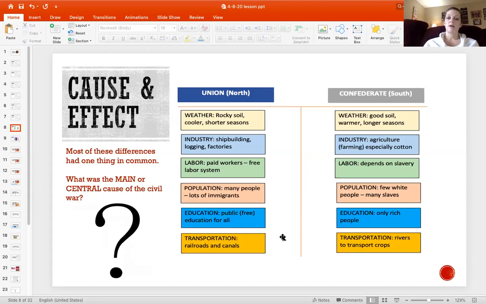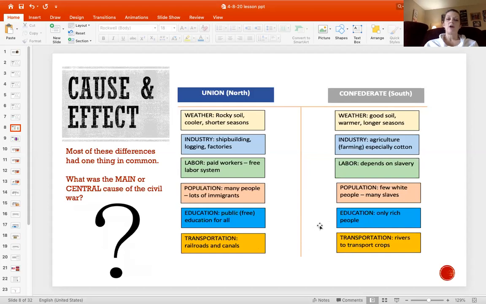And lastly, in the Union or the North, for transportation, roads and canals, they were able to build those railroads and canals because a lot of the rivers in the North were very fast and very narrow. However, the rivers in the South were wide and very gentle, so they were able to use their rivers to transport their crops.